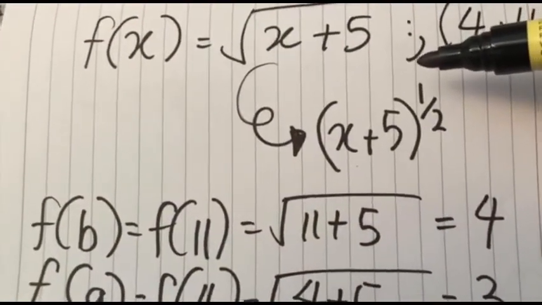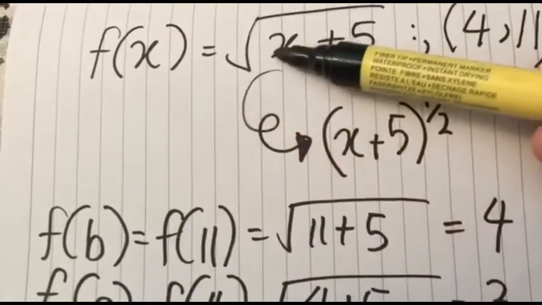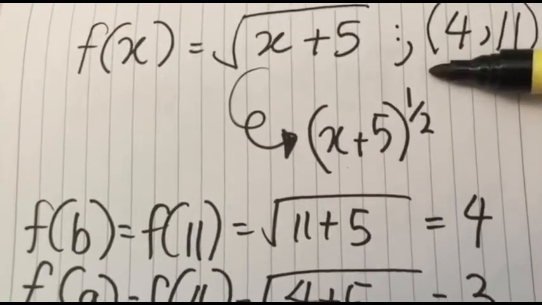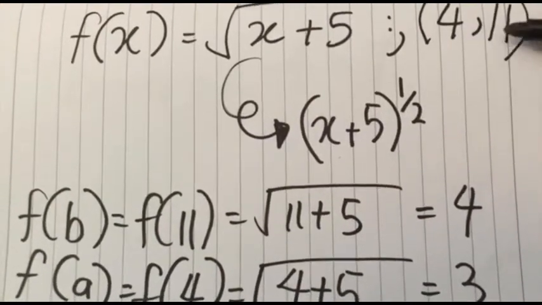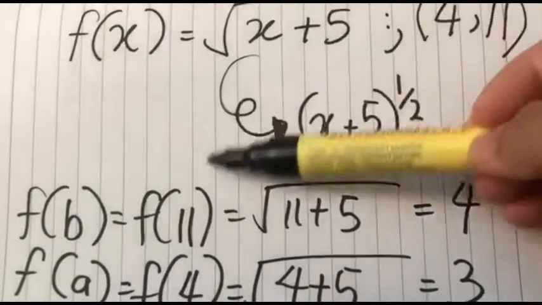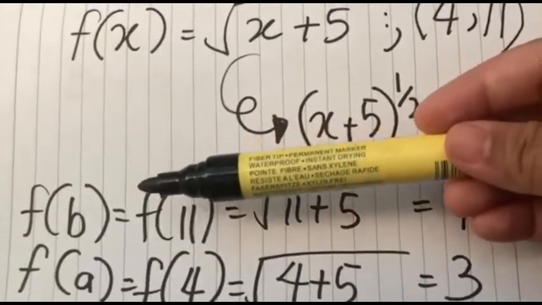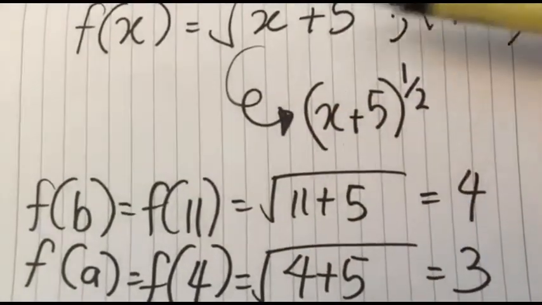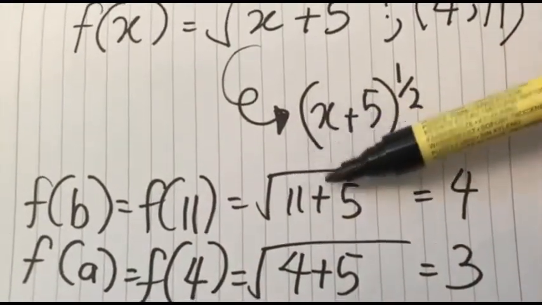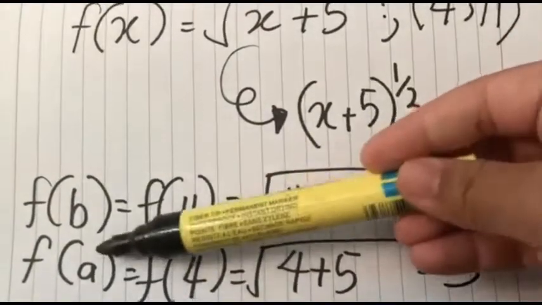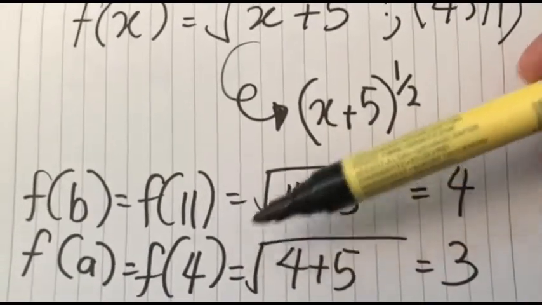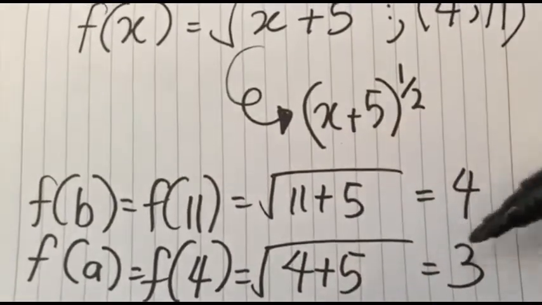Now for the problem solution, for the function f(x) = √(x + 5) on the open interval of 4 to 11, we know that 4 represents a and 11 represents b. So now we substitute 4 and 11 into the function for f(b) and f(a). So f(b) = f(11) = √(11 + 5) = 4. Then f(a) = f(4) = √(4 + 5) = 3.